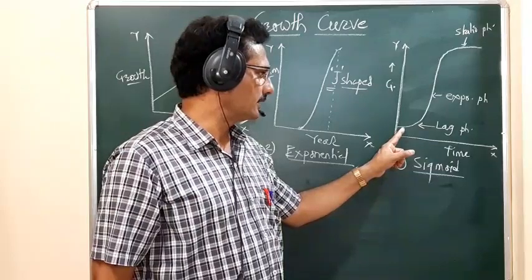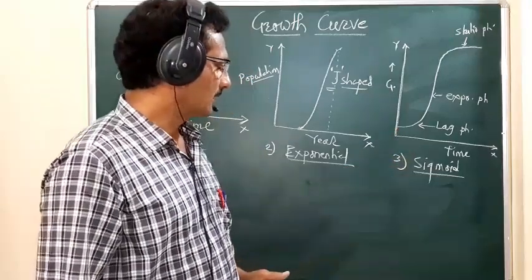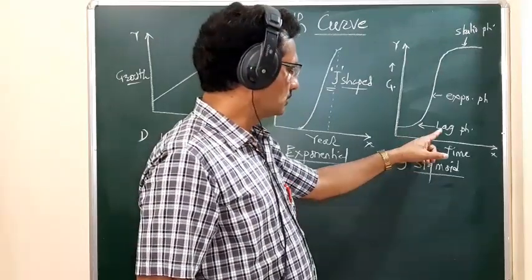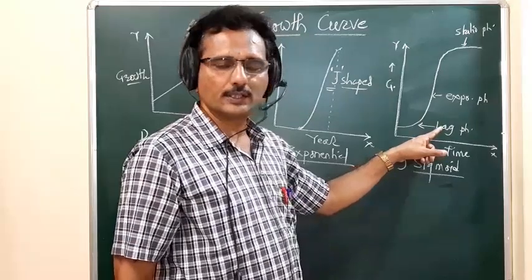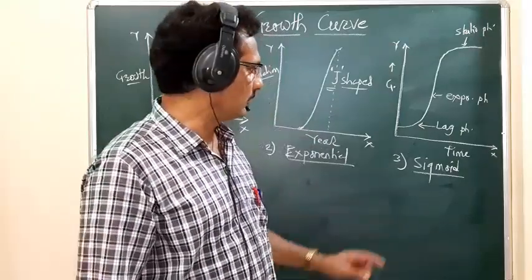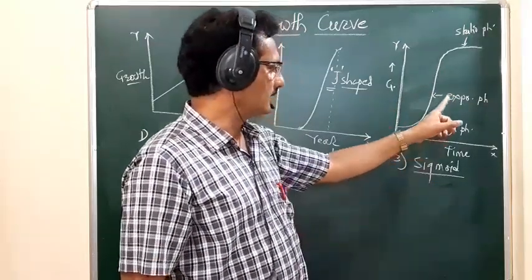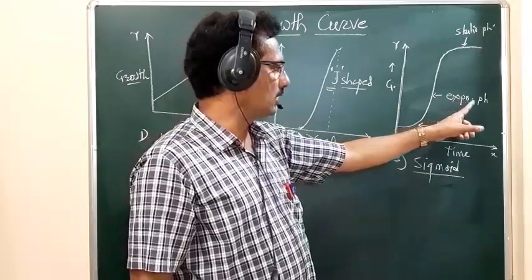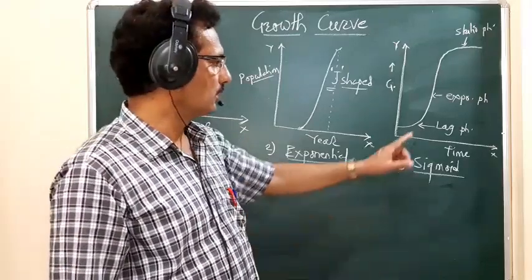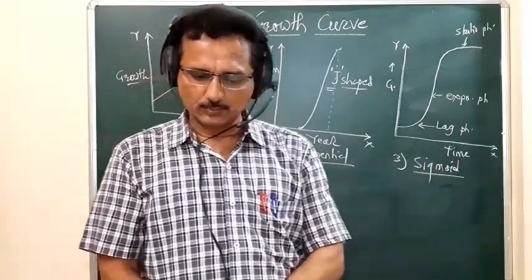Initially, the growth rate is very small, but the time requirement is maximum. That phase of growth is called a lag phase. Then the next phase seen on the sigmoid curve is called the exponential phase, or it also shows the grand period of growth.